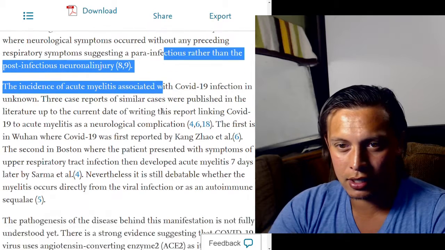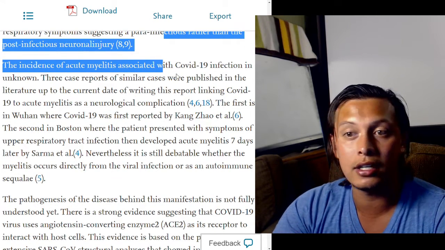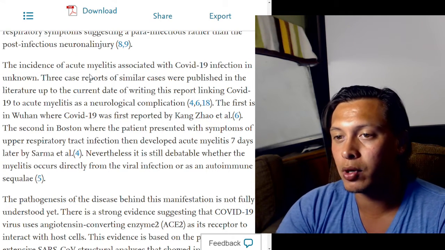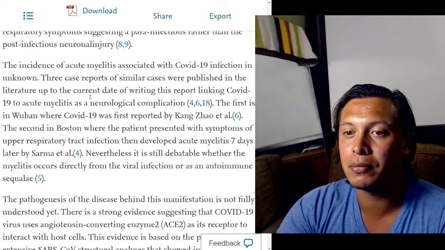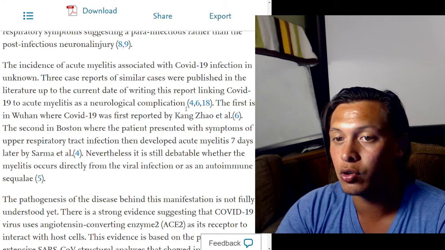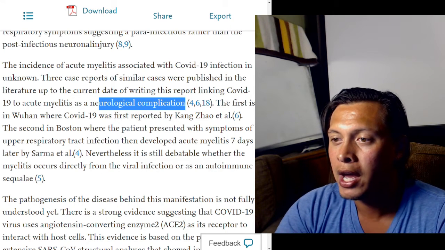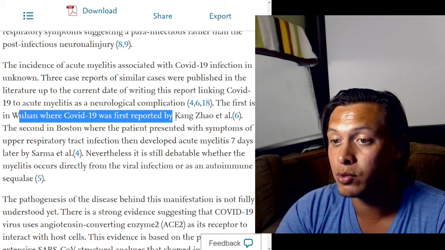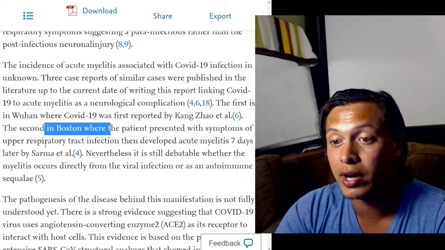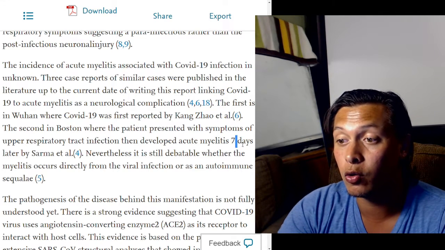Anyways, the incidence of acute myelitis associated with COVID-19 infection, I think they meant to say, is unknown. Three case reports of similar cases were published in the literature up to the current date of writing this report, linking COVID-19 to acute myelitis as a neurological complication. So yeah, very, very few people. This guy's the fourth, right? The first is in Wuhan, where COVID-19 was first reported, by Kang Zhao and others. The second in Boston, where the patient presented with symptoms of upper respiratory tract infection, then developed acute myelitis 7 days later, so quite some time after.